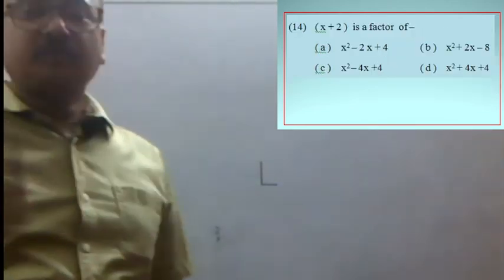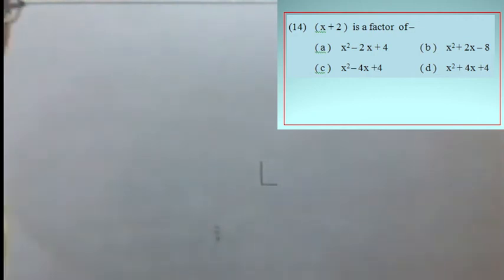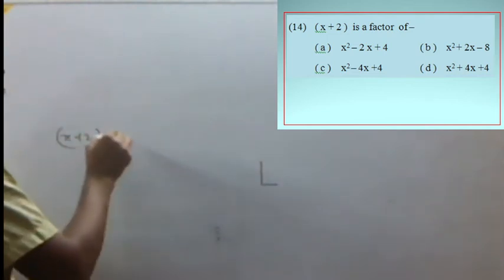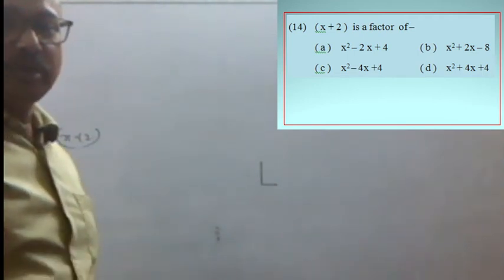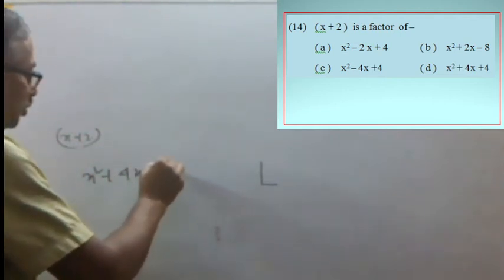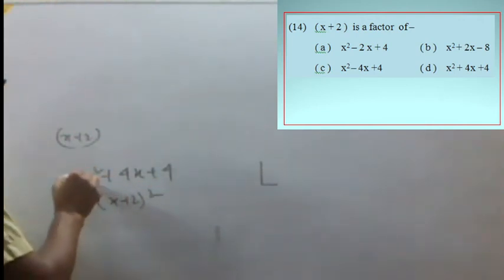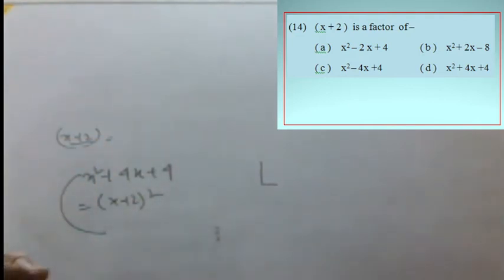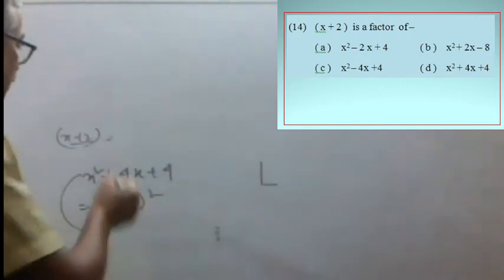Now the next question: given x plus 2 is a factor of which polynomial. We can verify by checking the given polynomials one by one, for which we should get 0. That is definitely x square plus 4x plus 4. If we factorize this, we get x plus 2 whole square. Or if we put x equal to minus 2, by the factor theorem or remainder theorem, if the remainder is 0, then the term is a factor.